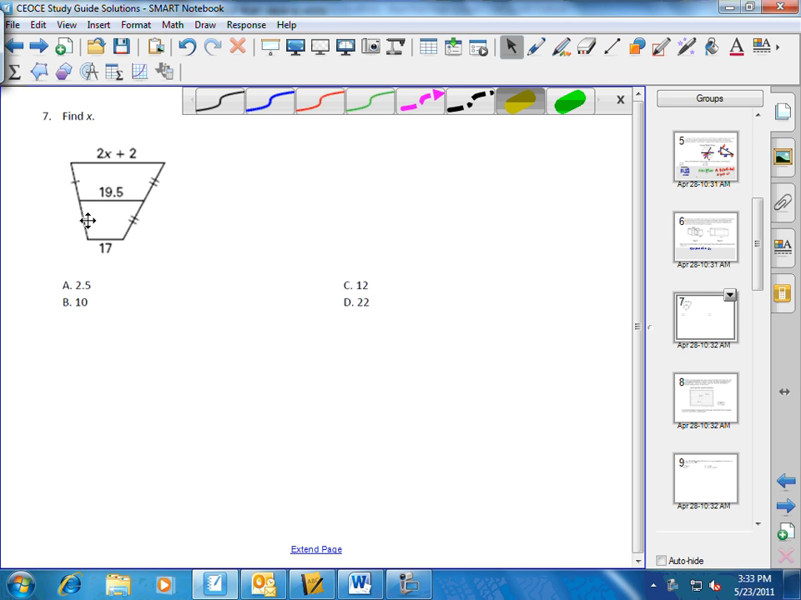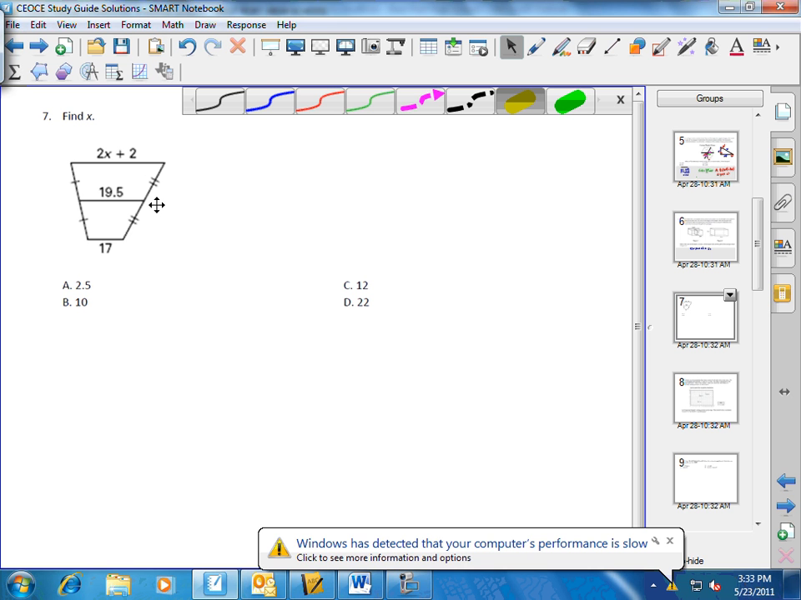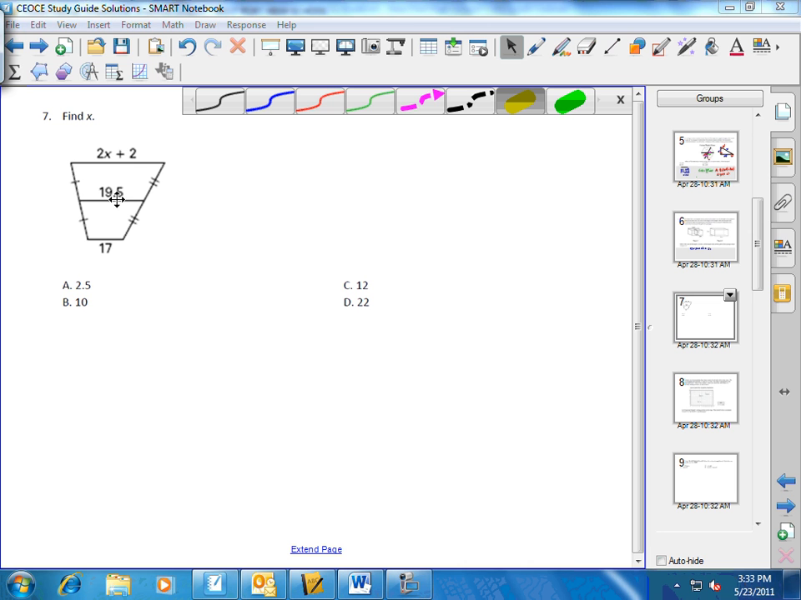We can tell by our congruent marks. This side here is congruent to this side, and this side to this side. So these are the midpoints, and so we have a midsegment. And we have a theorem that says that the midsegment is one half the sum of the bases of a trapezoid.